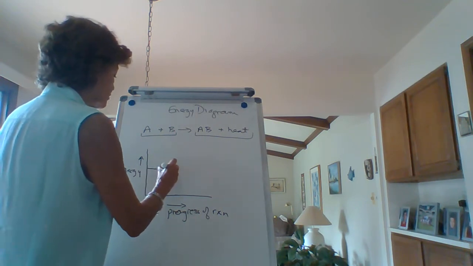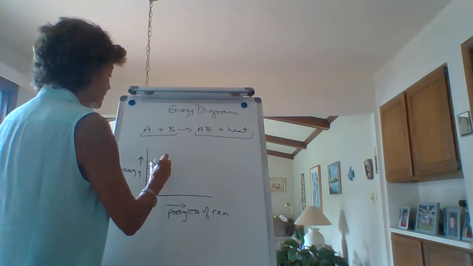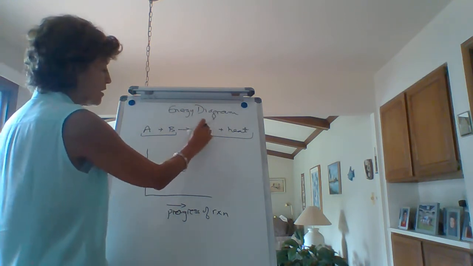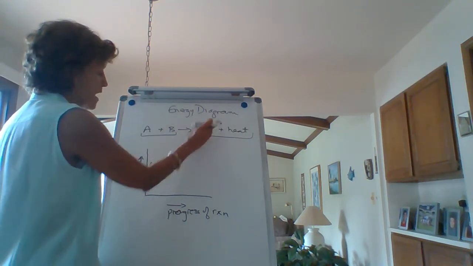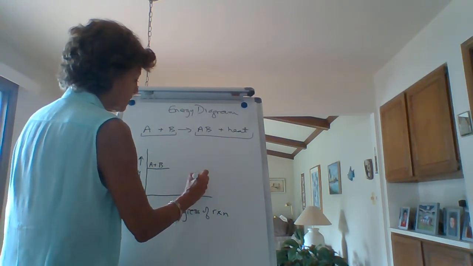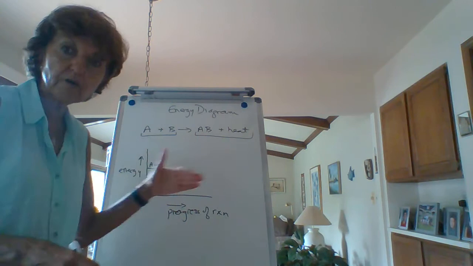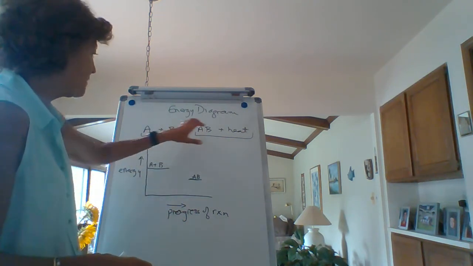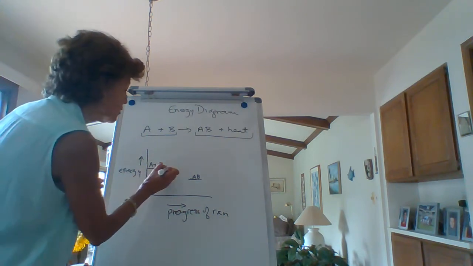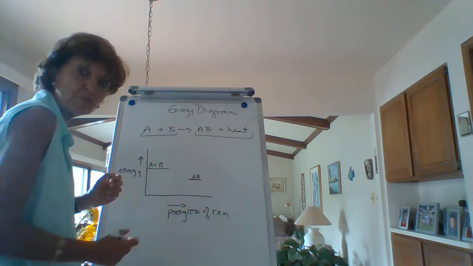And let's say the energy of A plus B is over here. So the energy of the reactants is here. AB, remember how I said, because all this is equal to this, AB by itself is going to have lower energy. So I'm going to put AB over here. Because remember, law of conservation of energy says that all this has to be equal to this. So the difference between this and this, that's the heat that's being produced.